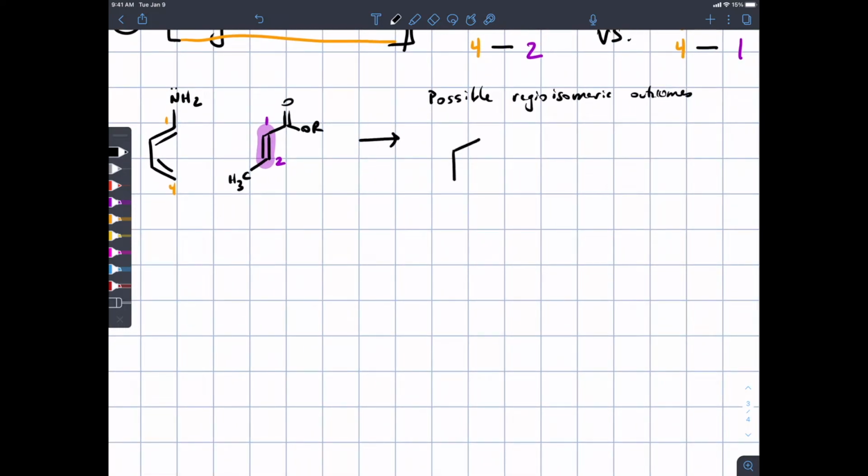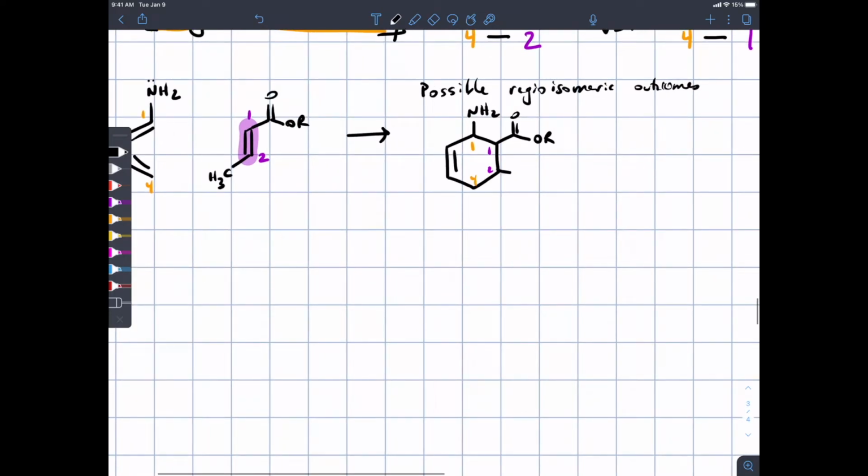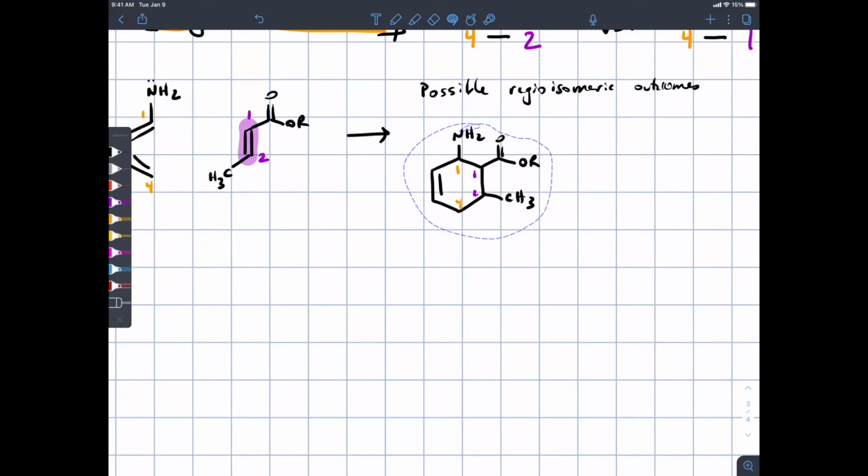One would be where I form the 6-membered ring by making a bond between orange 1 and purple 1, and between orange 4 and purple 2. And again, without worrying about stereochemistry, this is the sort of regiochemical situation I would have.